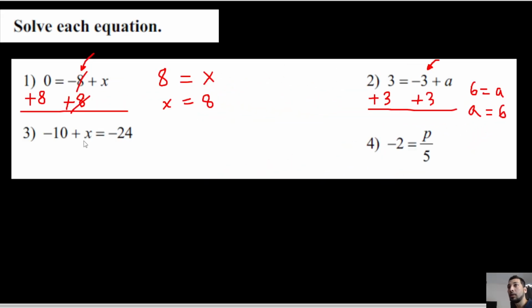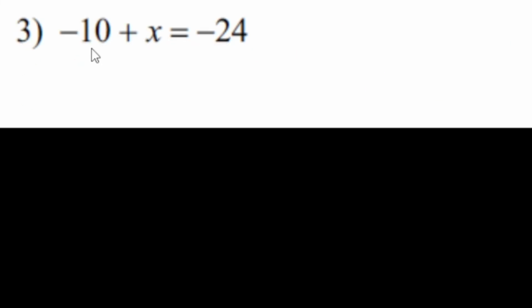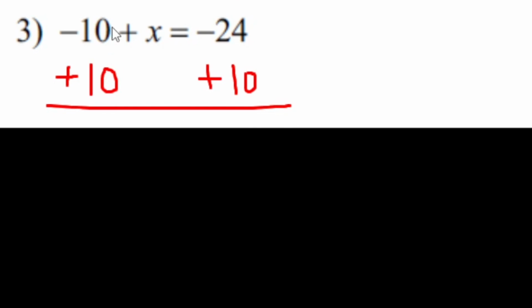Number 3, we have the variable on the left side of the equation. That means we need to get rid of this -10. Now again, whenever we are trying to remove any number, we always look for the sign in front of the digit. So in this case, this 10 has a negative sign in front of the number. So we put a +10 on both sides. So this cancels out and we have x equals -14. -24 plus 10, that is -14.